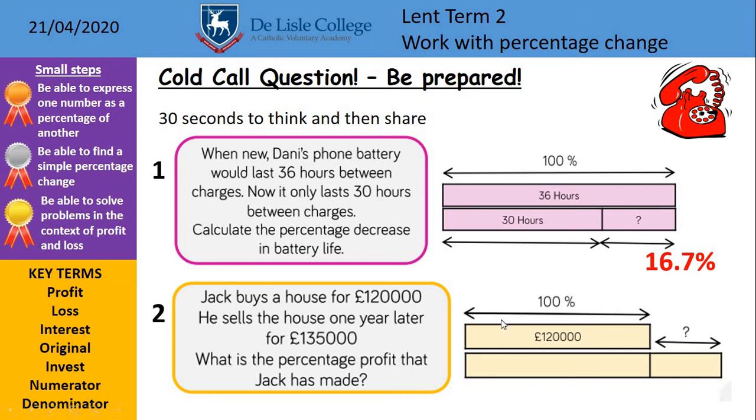So again, we've got a bar model, we've got £120,000, so here is the 100% of the amount, and this time we know that it's increased. Again, if we work out the difference, so 135,000 take off the 120,000 would give us that we've got an increase here of 15,000, and then we're working it out as a percentage of the original. So it will be 15,000 divided by 120,000, which is equivalent to 1/8, multiply it by 100, we know is 12.5%.